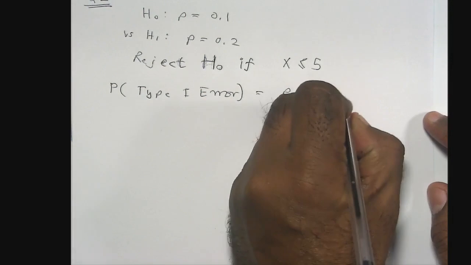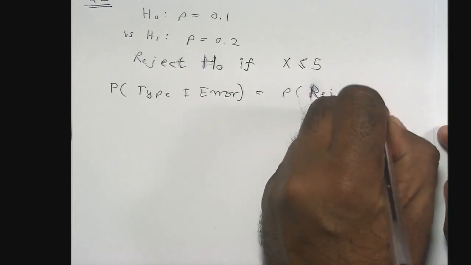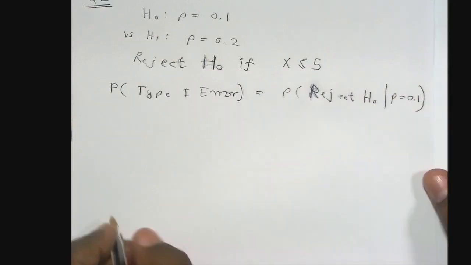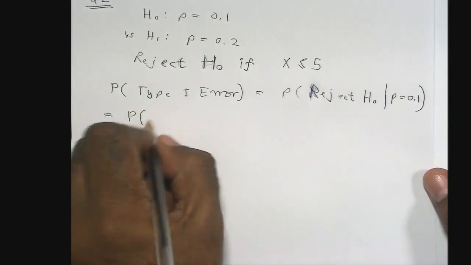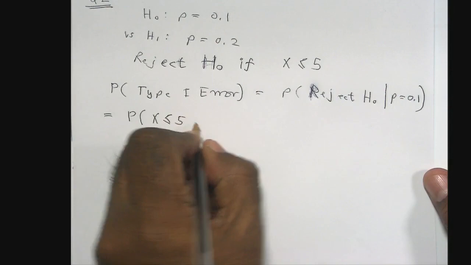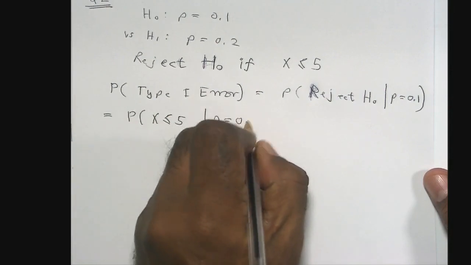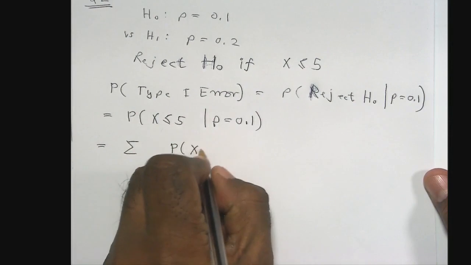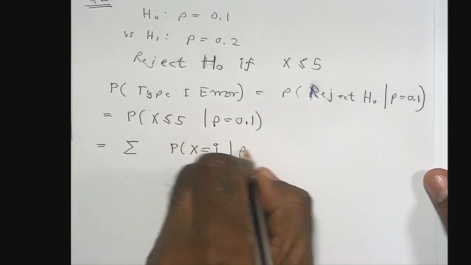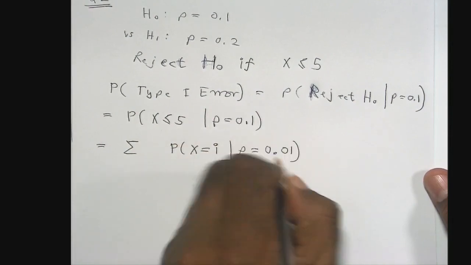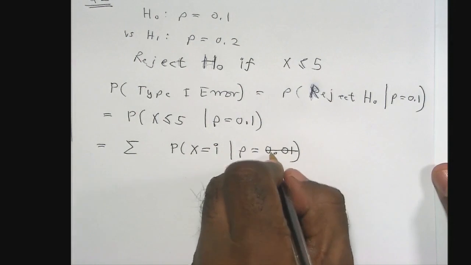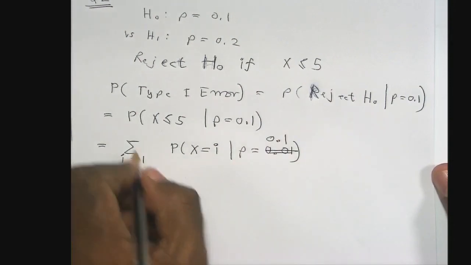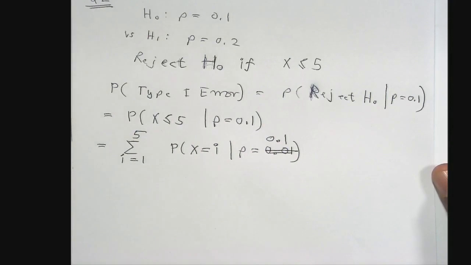It's the probability of rejecting H0 given that H0 is true, that is p equal to 0.1. So this is the probability that X is less than or equal to 5 given p equal to 0.1. X can be 1, 2, 3, 4 up to 5.